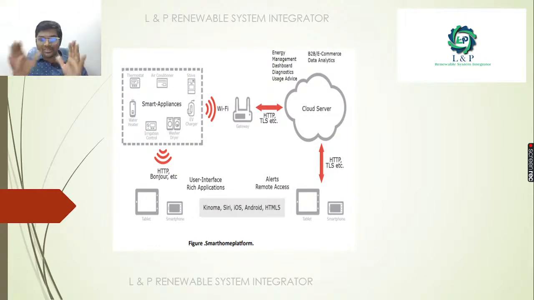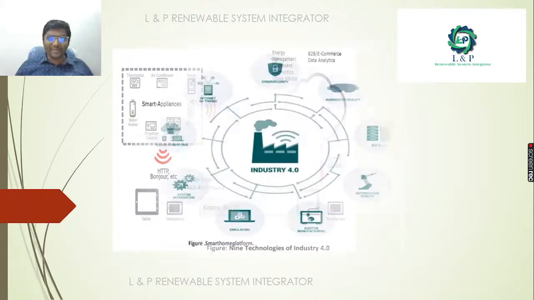And if you're having a smart home platform, we have smart appliances. Okay, it can be a thermostat, stove, air conditioner, water heater, irrigation control, washer, dryer, everything. With the help of Wi-Fi and the cloud server, we are communicating with the tablet and the smartphones. Okay, and we are using different user interfaces. And even alert systems can be enabled in the smart home platform.